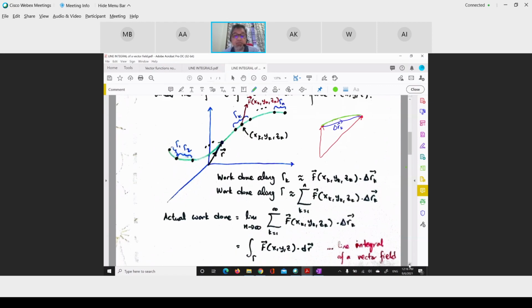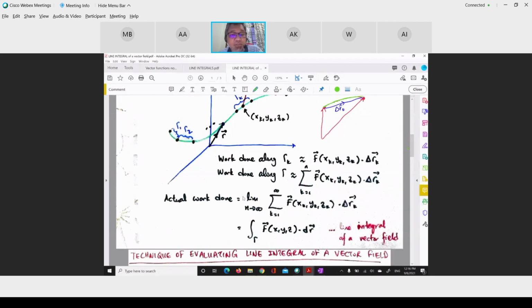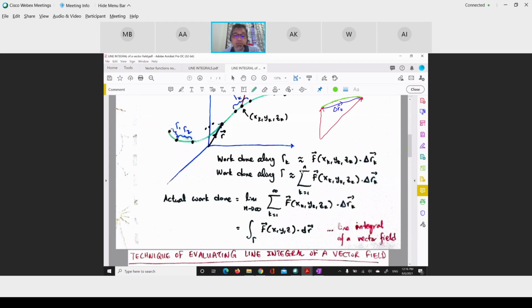Okay. So to get better and better approximation, we use smaller and smaller partition. So we define the actual work done as the limit as n tends to infinity of the sum. And if it exists, it is written in the form of a line integral of the vector field F dot dr. Now we have a new integral, which is a line integral of a vector field.